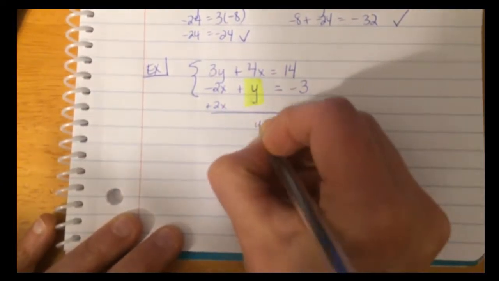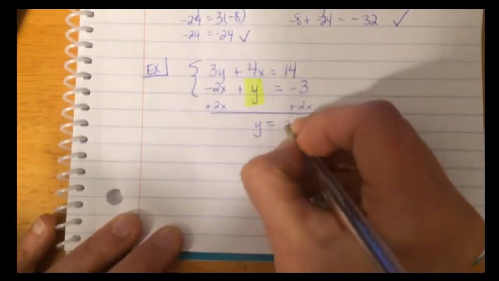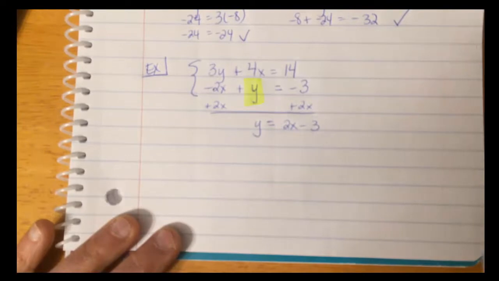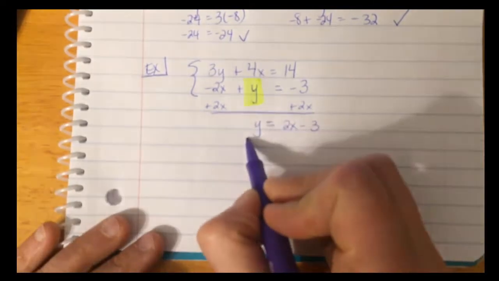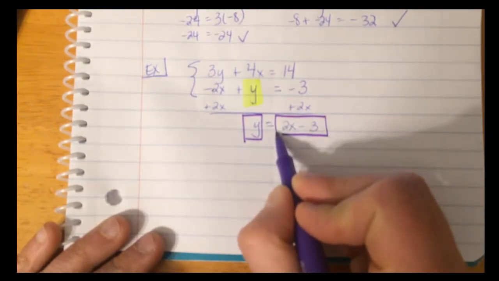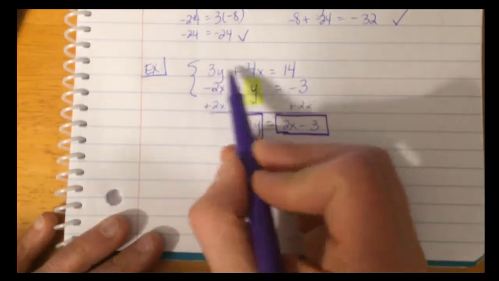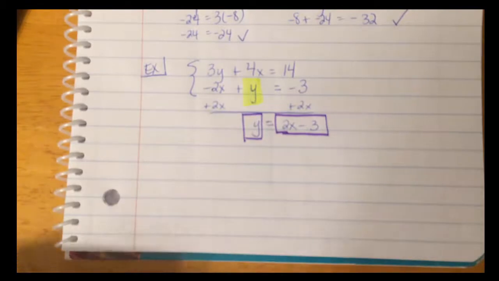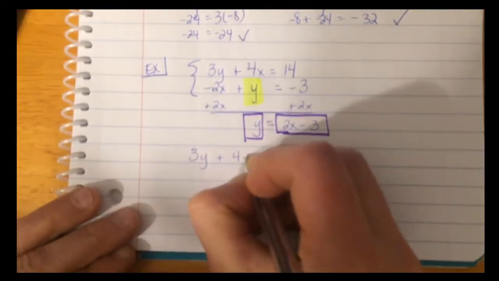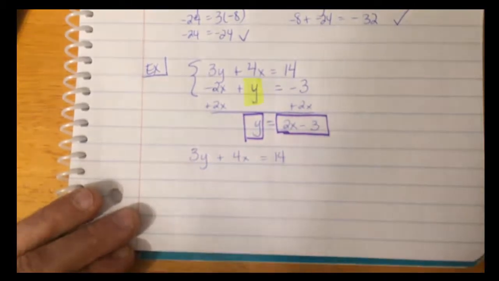And now I've got y equals 2x minus 3. Okay, why does that help me? Well, I can see here that wherever I see a y, I could put a 2x minus 3 in its place. Look back at this equation: 3y plus 4x equals 14.